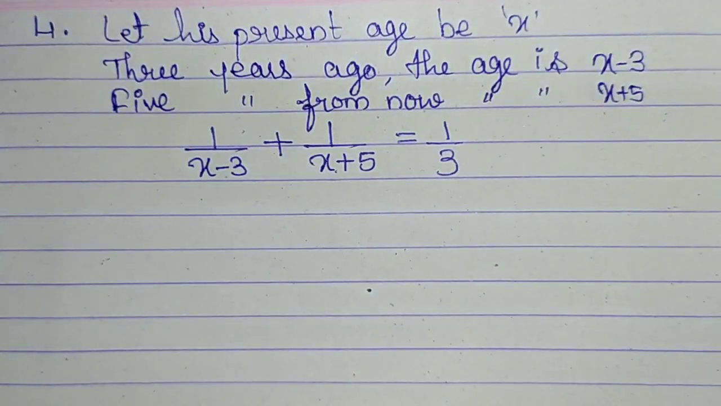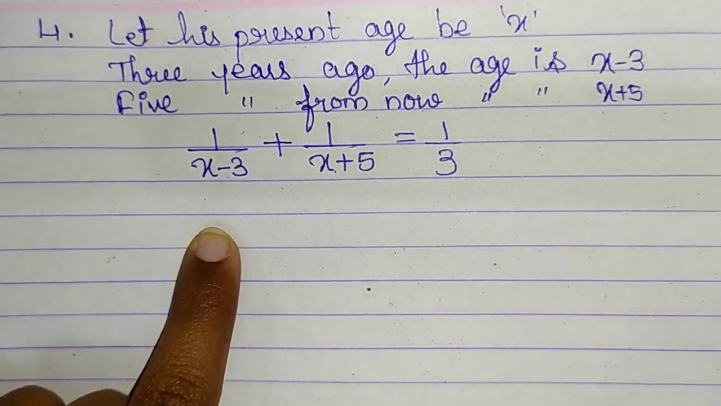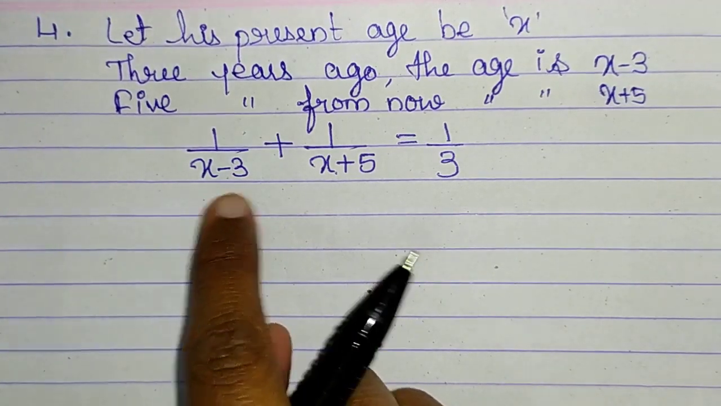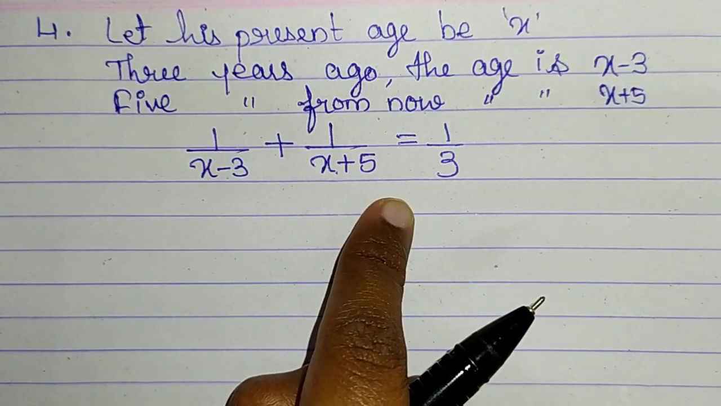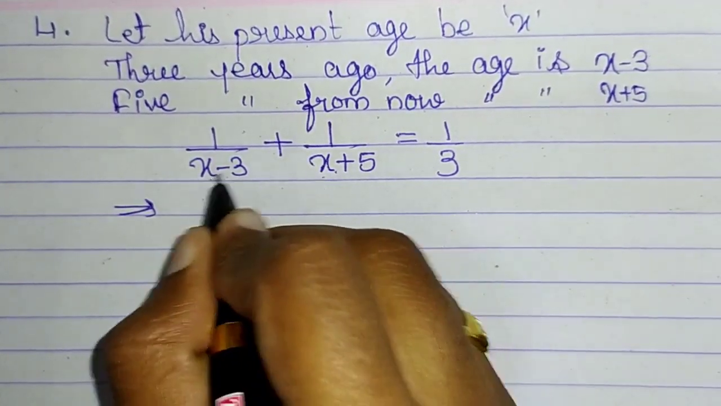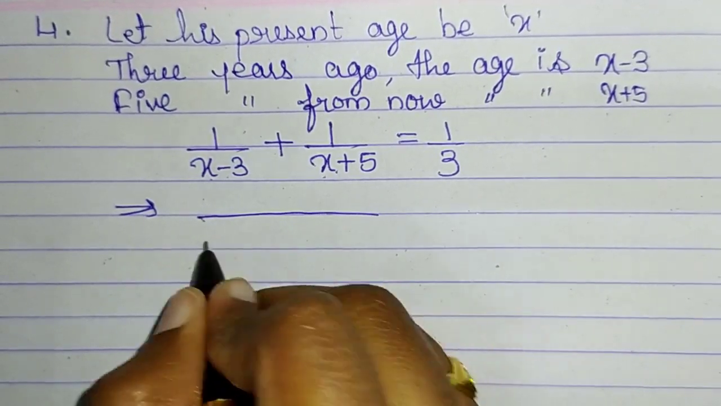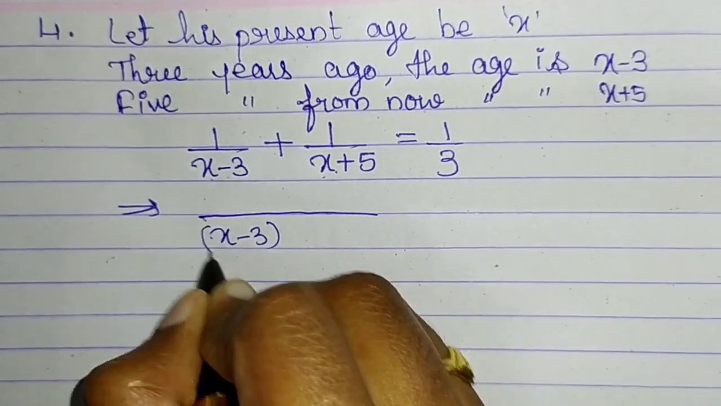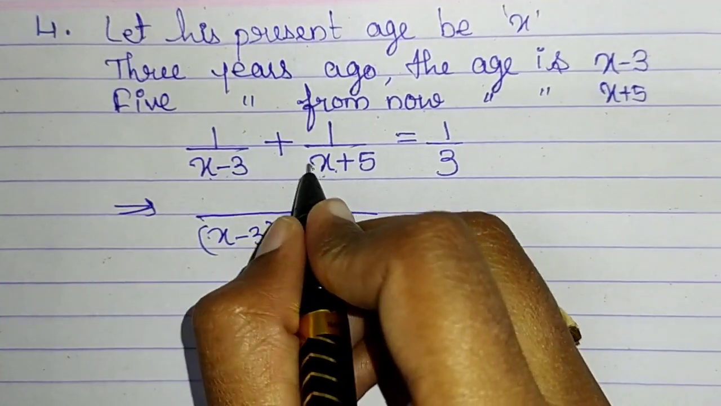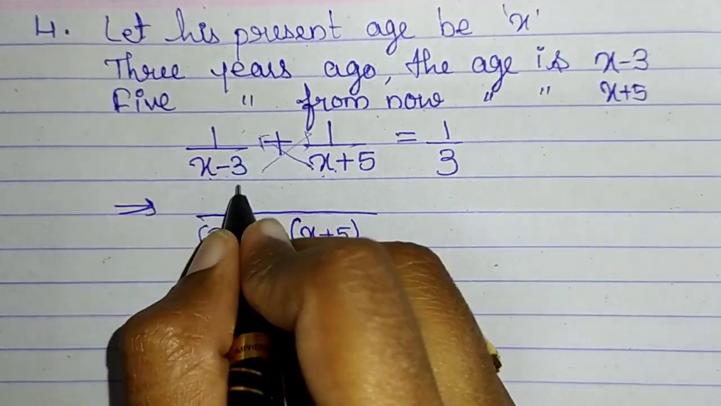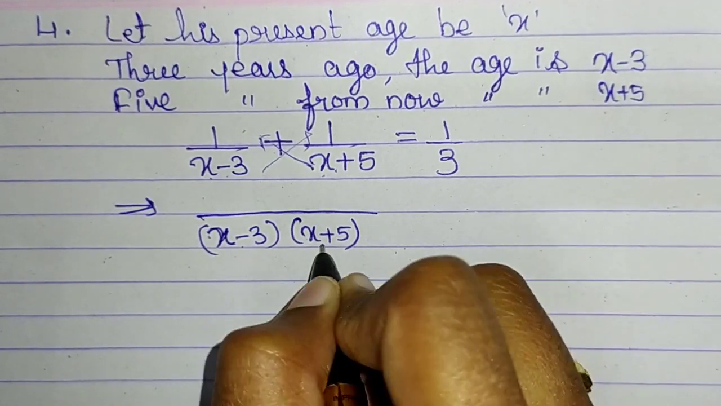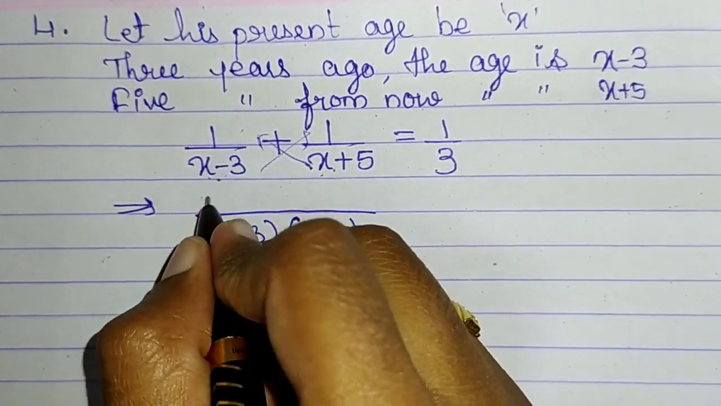So find the present age, that is, find the value of x. From previous examples we have seen that these kinds of questions can be converted into quadratic equations, so let us do that. Taking the LCM, that is directly multiplying the denominators, we get (x minus 3) into (x plus 5). Now cross multiplying: if (x minus 3)(x plus 5) is the denominator, what is missing here? x plus 5 is missing.